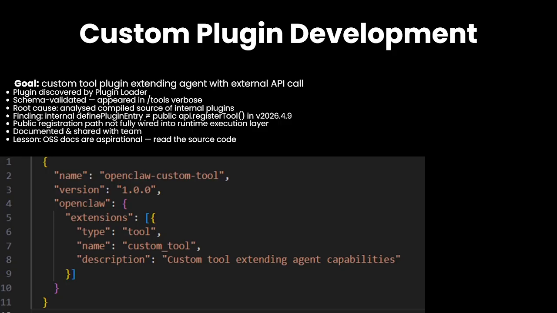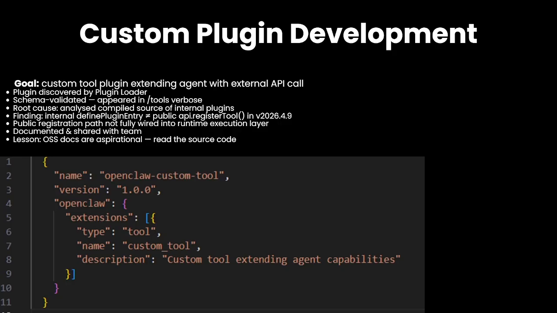When I triggered it from a conversation, the invocation instantly failed. I investigated by reading the compiled source code of internal plugins and found the root cause. Internal plugins use a mechanism called definePluginEntry, directly wired into the runtime. The public external plugins tool goes through a different code path not fully connected in v2026.4.9. Once I understood this, I resolved the invocation issue and documented the finding for the team.